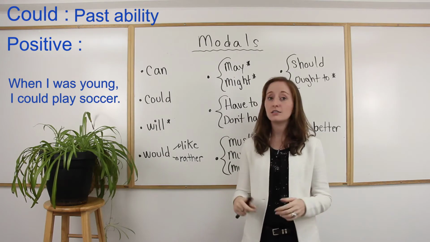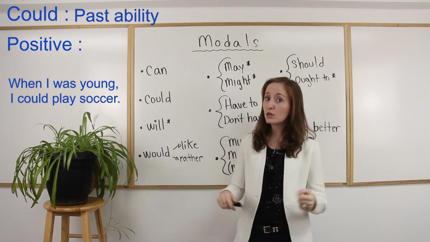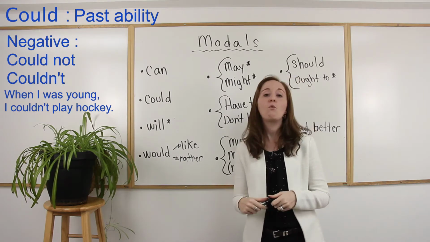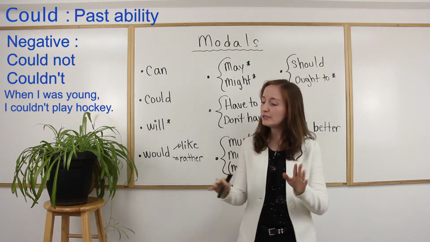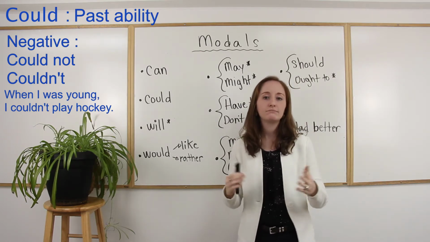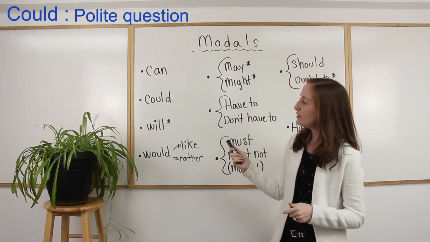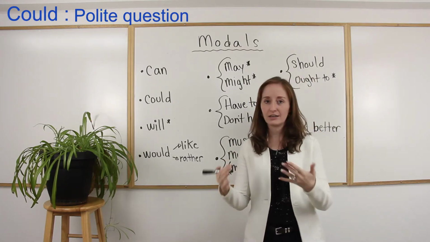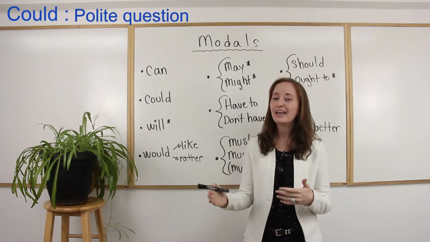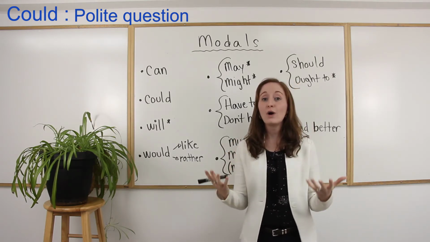When I was young, I could play soccer. Or negative, when I was young, I couldn't play hockey. Past ability, positive or negative. If we use could for a question in the present or in the future, it becomes a polite question.